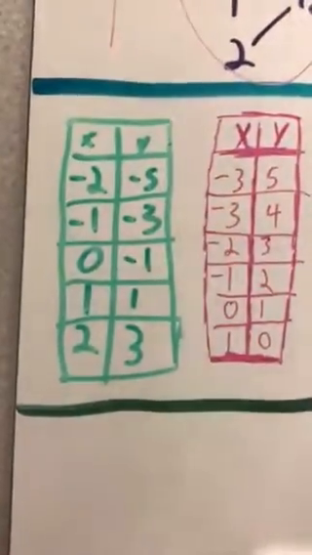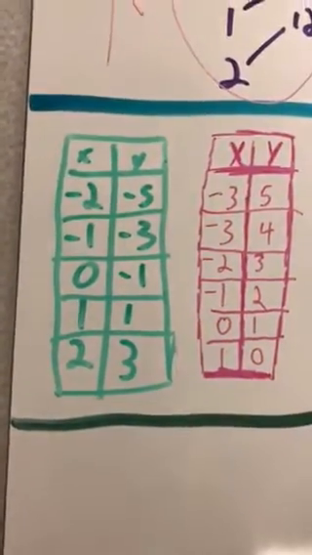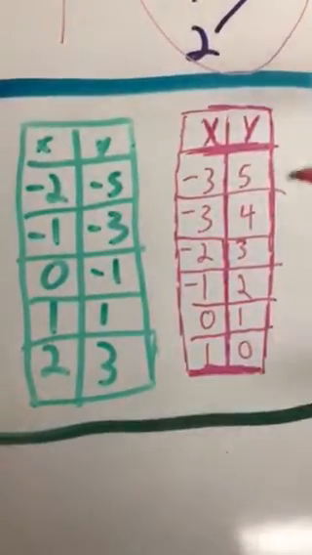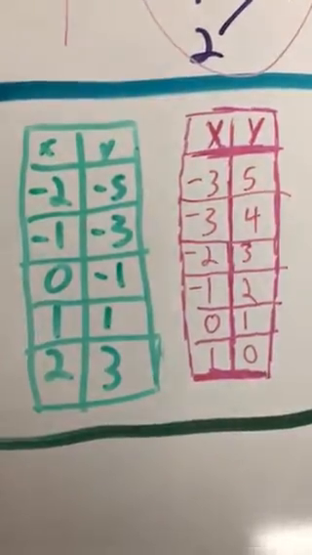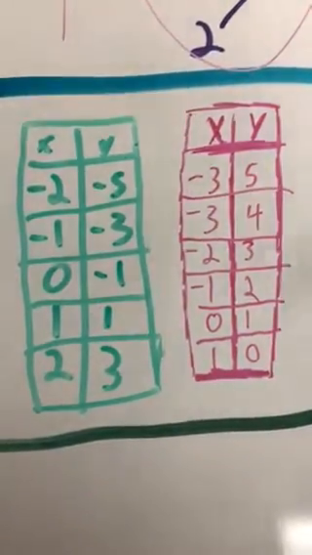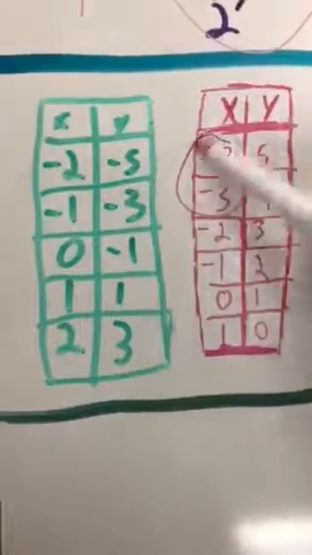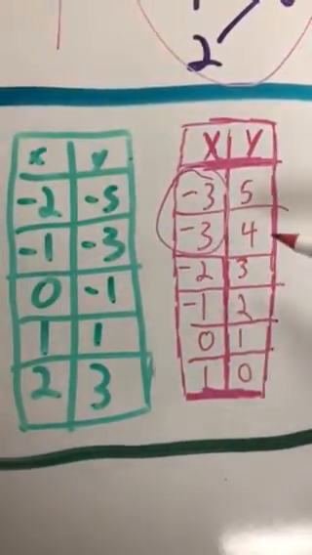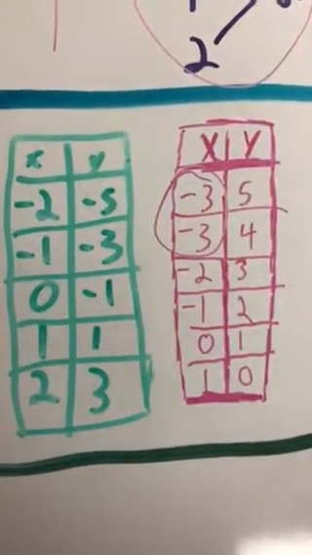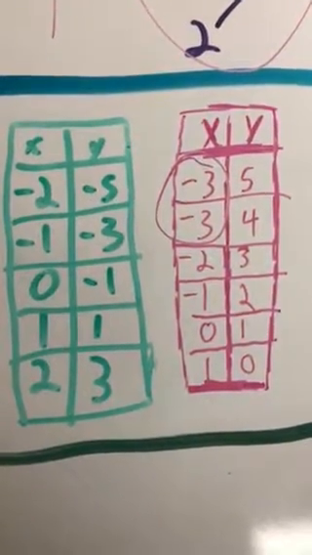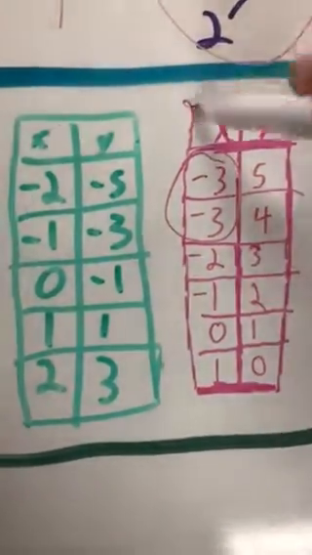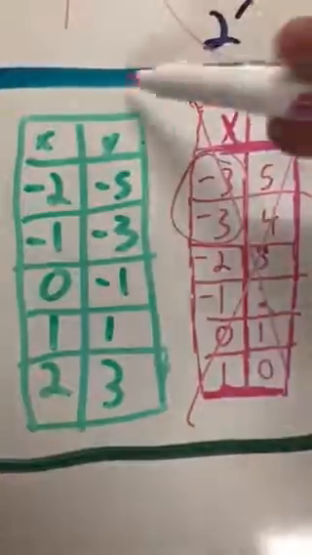Let's move on to the tables. Same thing. For every x value, there's only one y value. Check it out right here. Which one of these has a repeating x value? One of these has a repeating x value. I'll give you 2 seconds. 1, 2. Okay, look. You see these 3s right here? If I input 3 I could get a 5, or I input 3 and I get a 4. That means it's not a function, because it's the same x value, but there's 2 different y values. There should only be one. Not a function. This is a function.